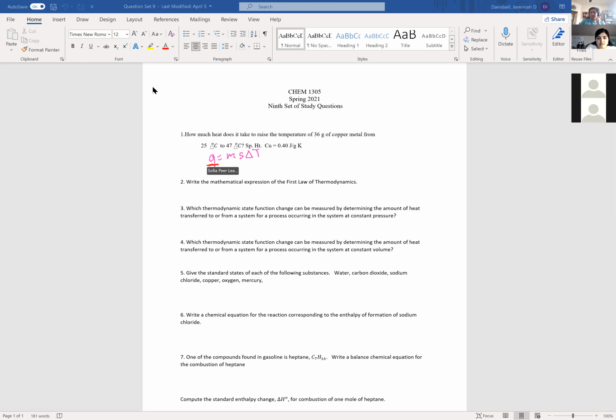So does anybody want to give us what that change in temperature is going to be, so we can skip some steps? 22. 22 horses, pigs, cows, unicorns? Degrees Celsius, right?